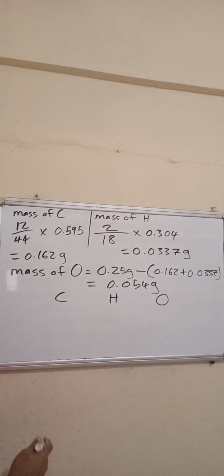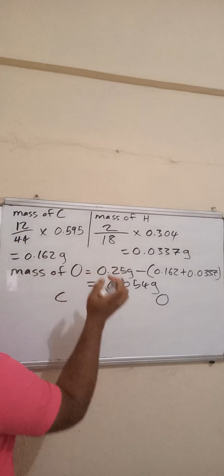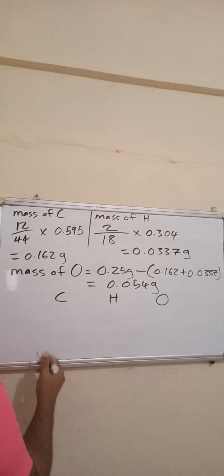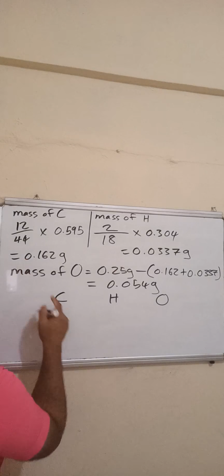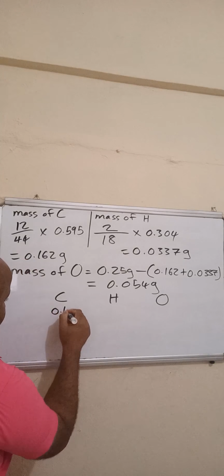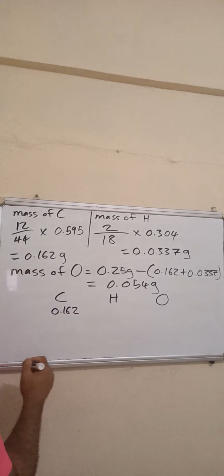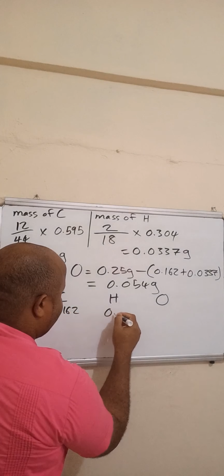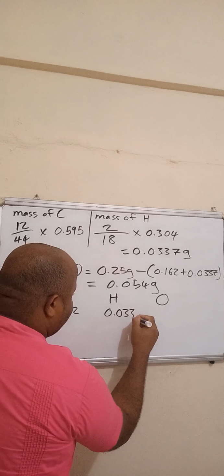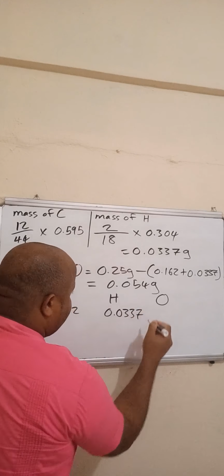So the first thing we had to do was get the mass of carbon, hydrogen, and oxygen. So now the mass of carbon is 0.162, the mass of hydrogen is 0.0337, and the mass of oxygen is 0.054. So the first thing we're going to do here is calculate the moles.